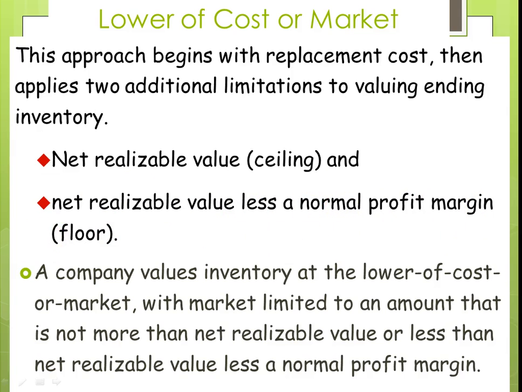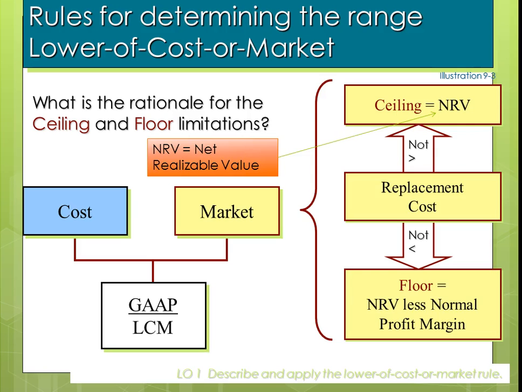A company values inventory at the lower of cost or market, with market limited to an amount that is not more than net realizable value or less than net realizable value less a normal profit margin. So, what does that look like if we were to do the chart? Well, here we go. What we have to do is compare cost, what we paid for it, and market.